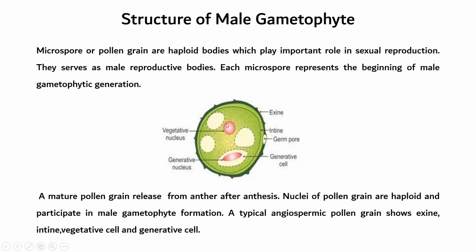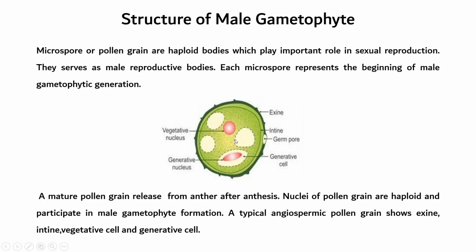Dehisced pollen grains during pollination show this type of structure, and the remaining development of the male gametophyte takes place on the stigma of the female sexual organ. It develops the pollen tube, and within the pollen tube there are two male cells. These male cells fertilize the female one. That results in the formation of the zygote.